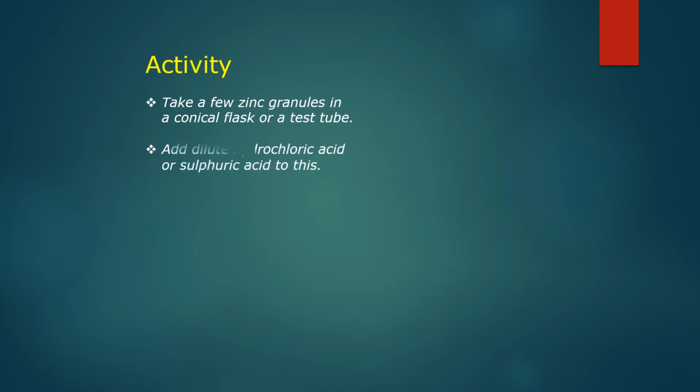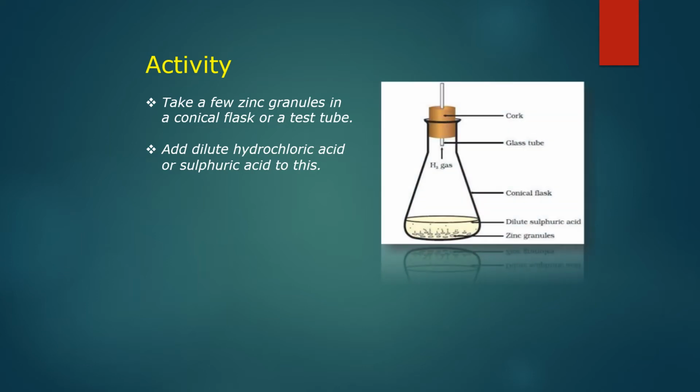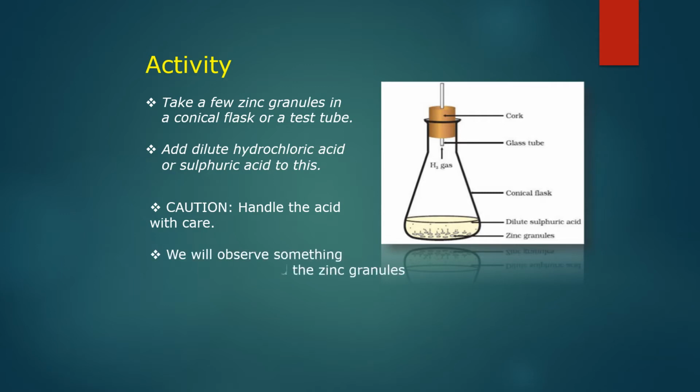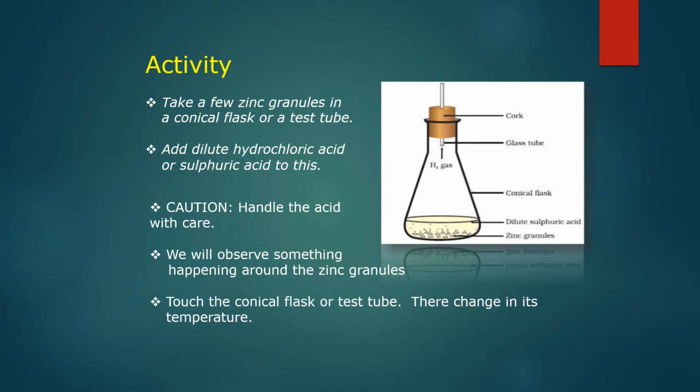Let us look at another activity. Take a few zinc granules in a conical flask or test tube. Add a little dilute hydrochloric acid or sulfuric acid to it, as seen in the picture. Handle the acid with care. Always, acids in the laboratories are to be handled with care. Observe what is happening to the zinc granules when acid is added to it. You will find that there is a change in temperature of the conical flask.